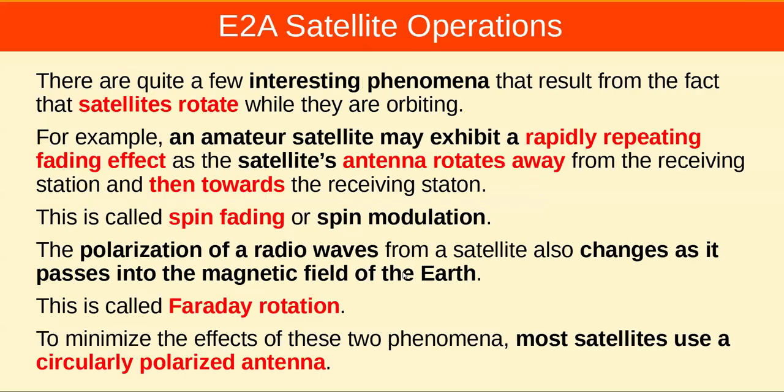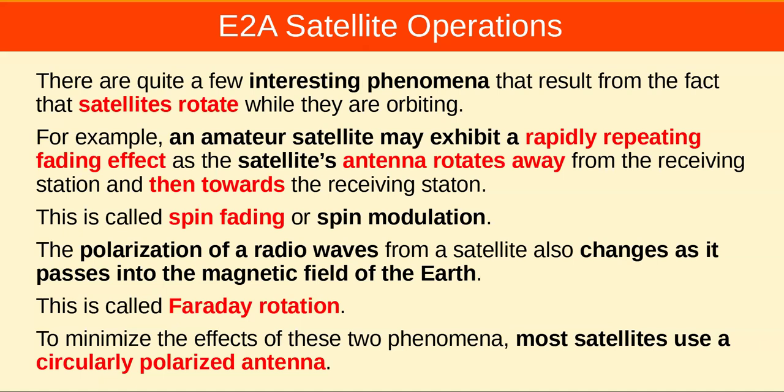Quite a few interesting phenomena. Satellites rotate. Because of that, you get a varying signal, depending on how it's rotating. So if it's got dipole antennas on it, as it rotates, since they're linearly polarized, that polarization is going to be changing. They call the effect spin fading, or spin modulation.